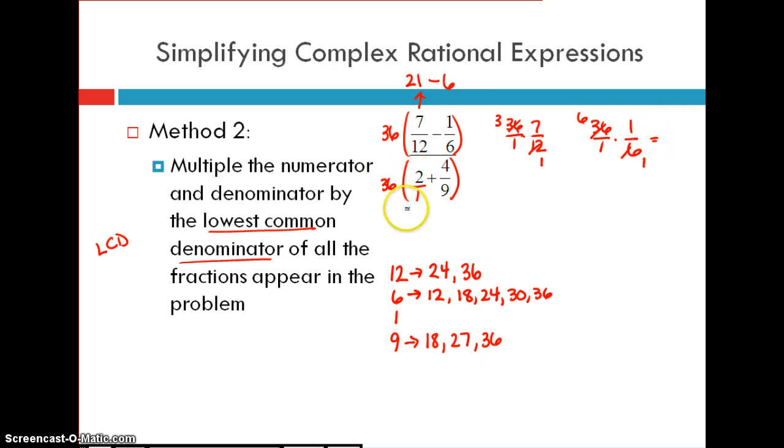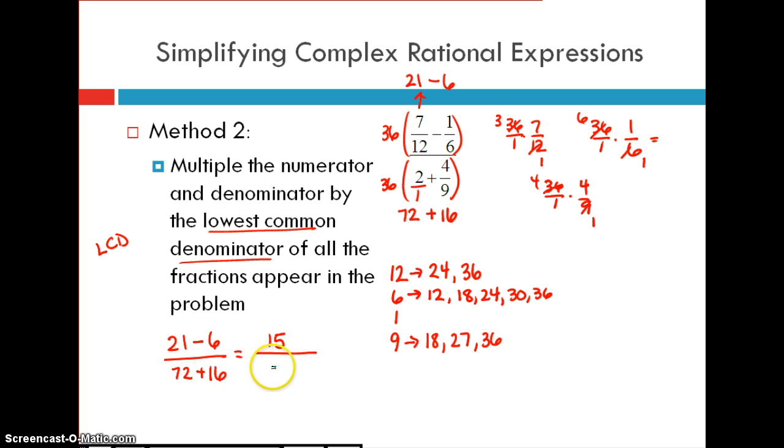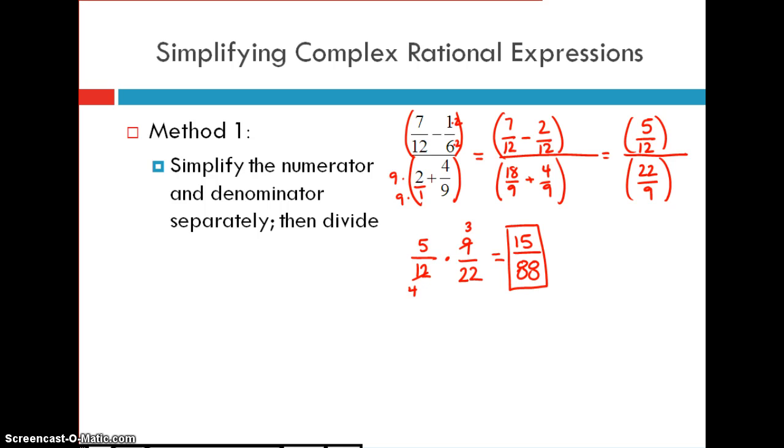If I multiply 2 times 36, that would be a 72. And if I multiply 36 over 1 times 4 over 9, the 36 would cancel to 4, the 9 would cancel to 1, and I would have 16. So again, I kind of wrote this in a really unorganized fashion, but I now have 21 minus 6 over 72 plus 16. If I simplify that, 21 minus 6 is 15, and 72 plus 16 is 88, which is the same answer, 15/88, the same answer I got when I did method number 1.